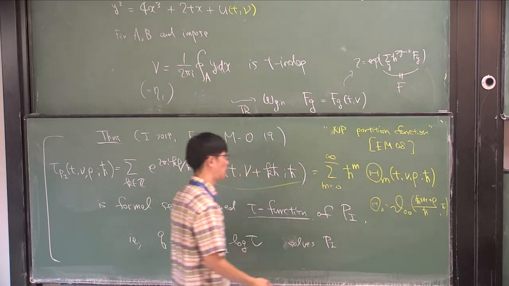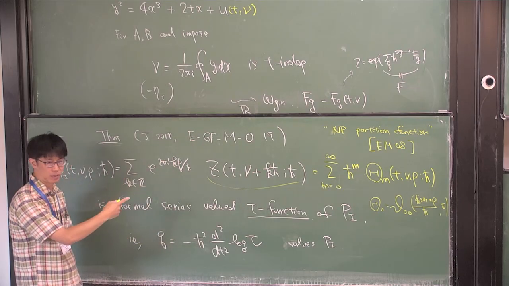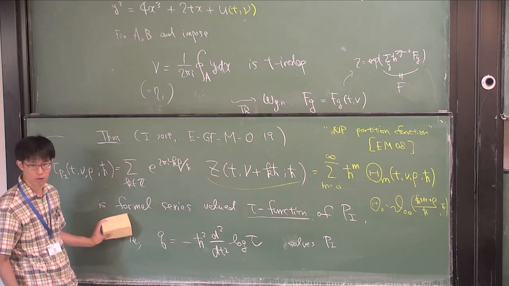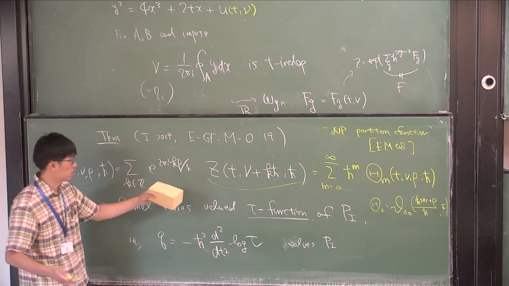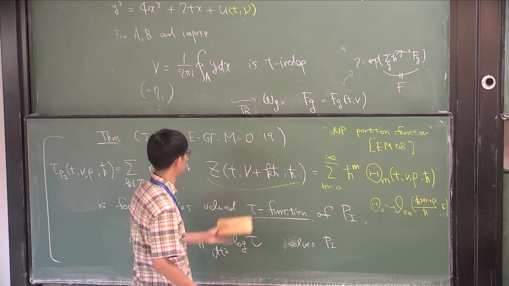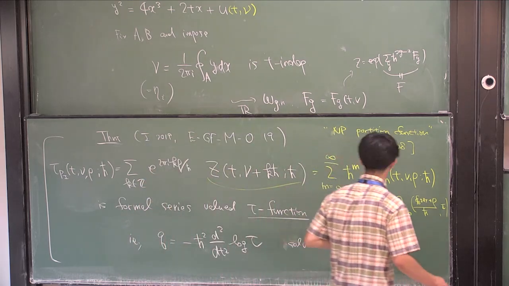What I'm saying is that this non-perturbative partition function is a tau function for the Painlevé equation. Actually, this is not only the case for Painlevé 1, but also for other Painlevé equations, by basically four people.